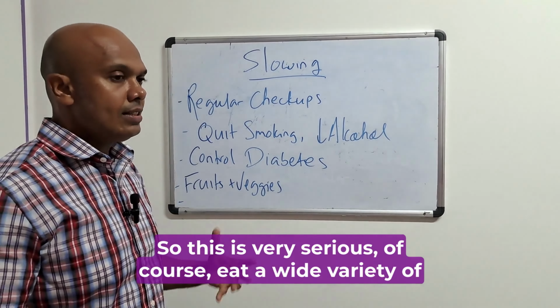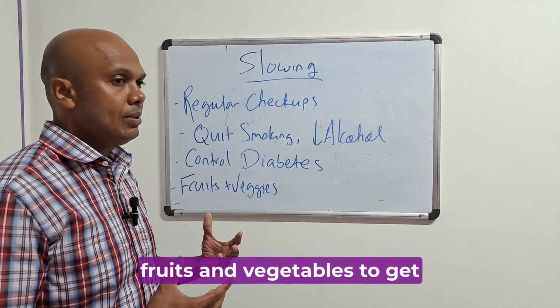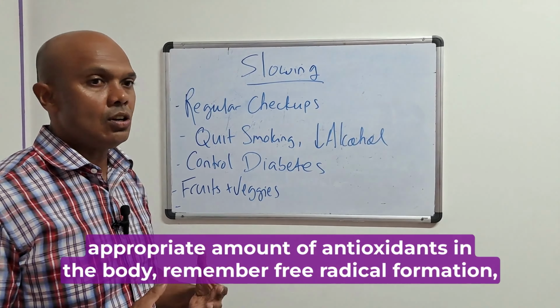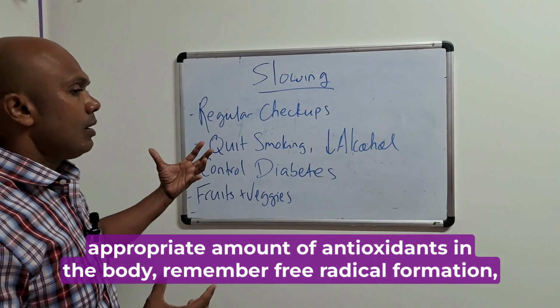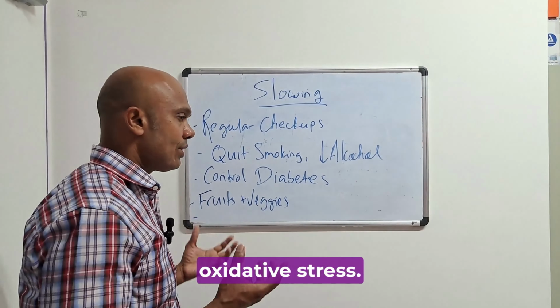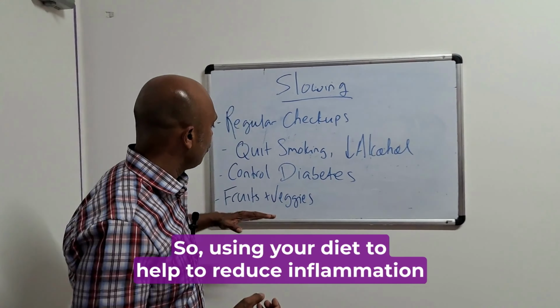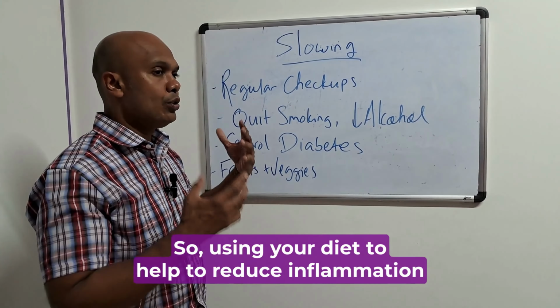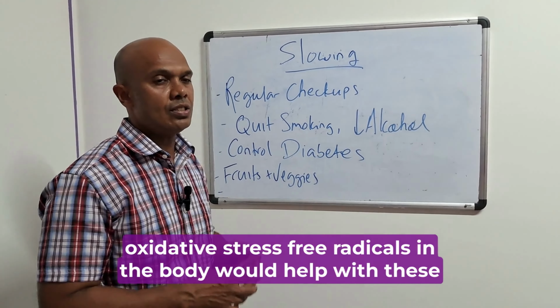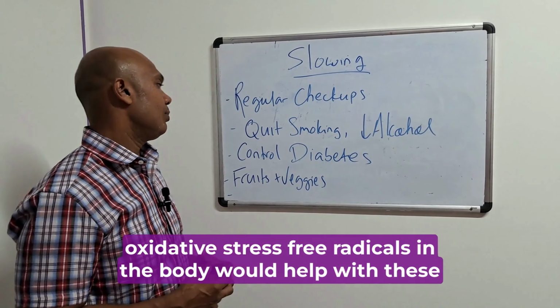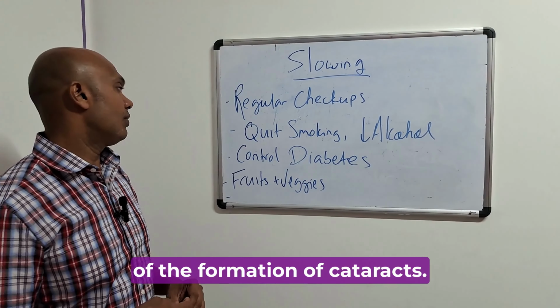Of course, eat a wide variety of fruits and vegetables to get an appropriate amount of antioxidants in the body. Remember, free radical formation and oxidative stress are contributing factors to the formation of cataracts. So using a diet to help reduce inflammation, oxidative stress, and free radicals in the body would help with slowing down the formation of cataracts.